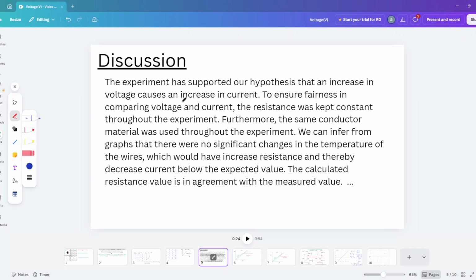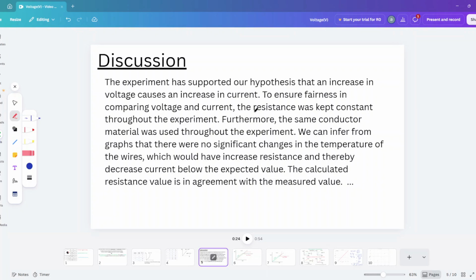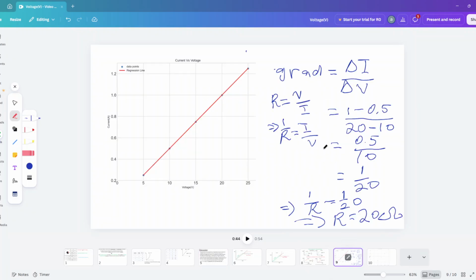From the results, we can see that as the voltage increases, the current also increases. And to ensure that the experiment was fair, we kept the resistance constant throughout the experiment, and we did not change the material. So the same conductor material was used throughout the experiment, and we can see that our points fit in nicely. We do not have any outliers.